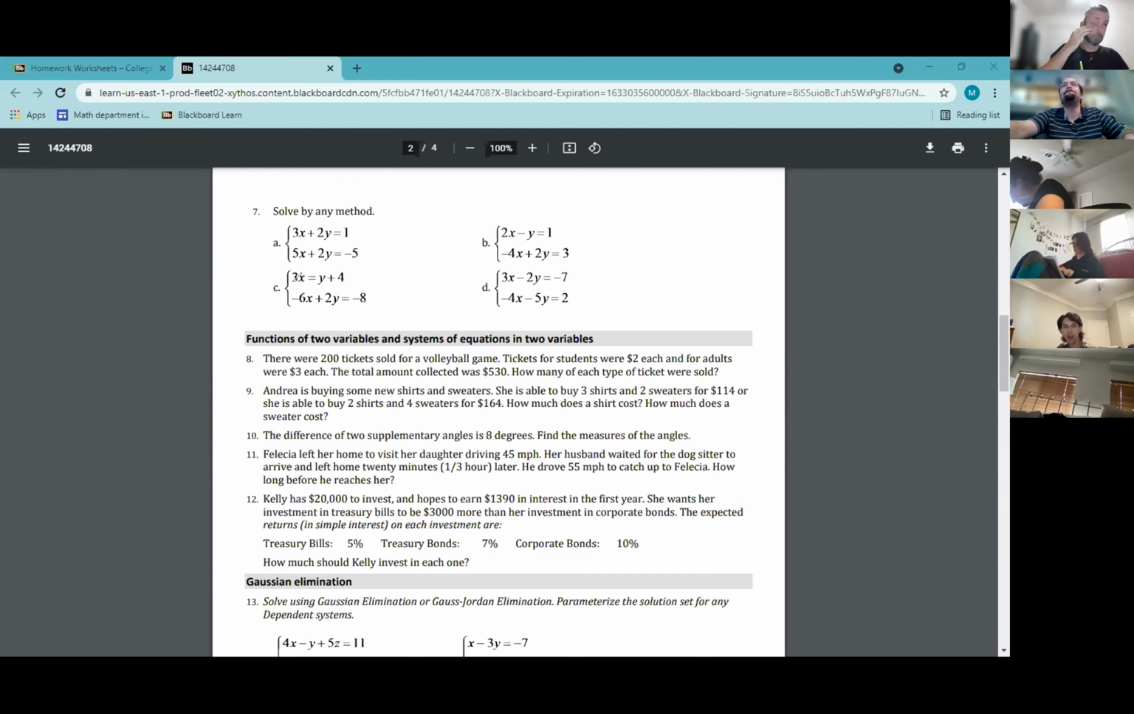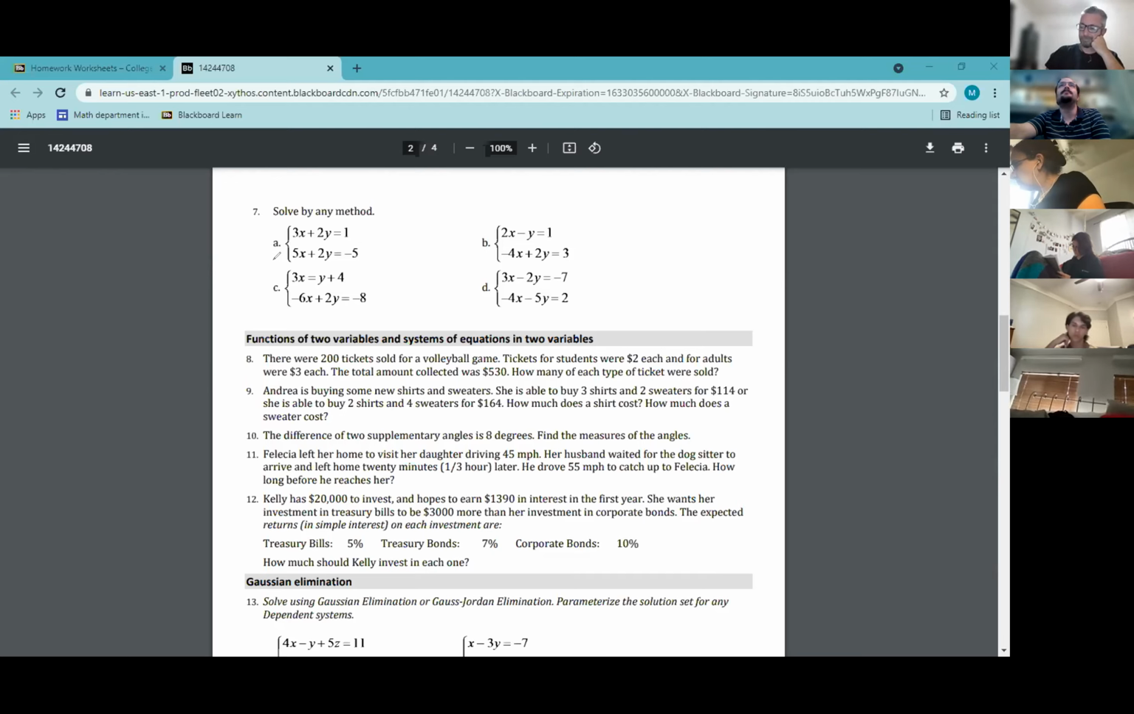So, I did substitution on this one. How did you do substitution on this one? What variable did you solve for? Which one, C? I actually pushed past that one and tried to do D to test my theory.